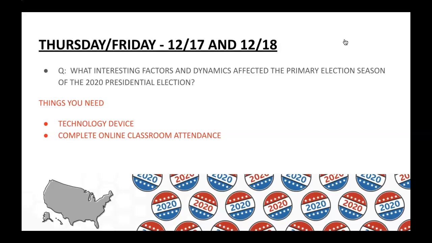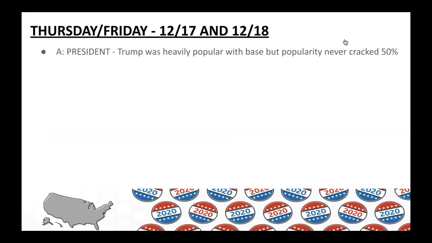So what are some of the things that impacted the 2020 presidential race for the Democrats last election cycle? Here are some of the things that happened. So the first thing here is we have to talk about President Trump. Now, even though he's not a Democrat, he was in fact the presumptive nominee well before he even announced his re-election bid. Trump was actually heavily popular with his base, but however, his national popularity never peaked more than 50% nationwide. So that was quite interesting here.